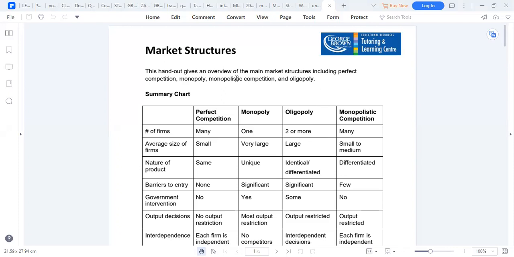So a market has certain characteristics that it's identified by. In terms of the number of firms, if we're dealing with a perfect competition, there are many firms. The average size is small, and the goods in nature are same. We use the term homogeneous. There are no barriers to entry, meaning anyone can move in the market or leave at whatever period they feel so. So there's no government intervention in this market structure, and output decisions are not restricted, so it can produce as much as can be.